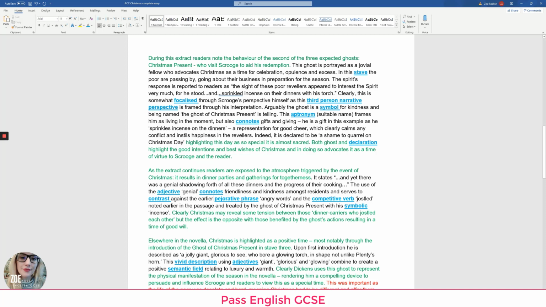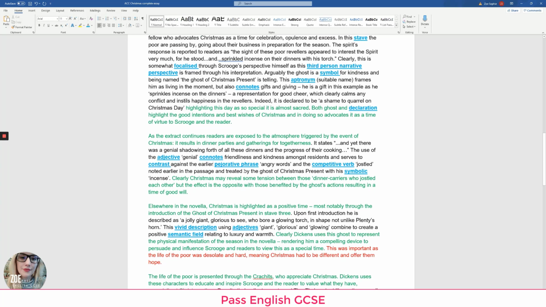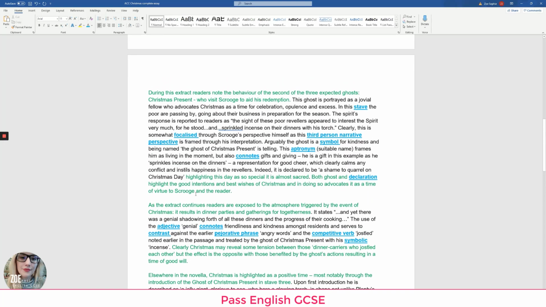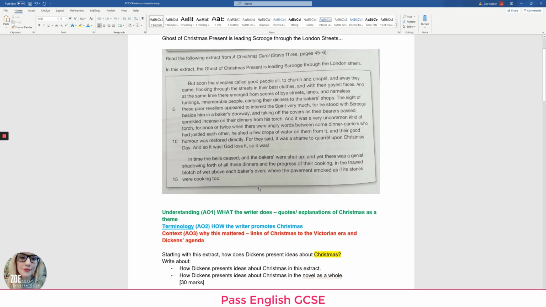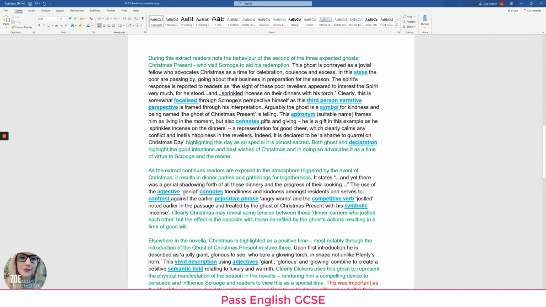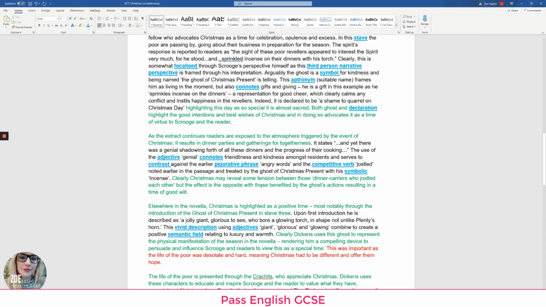Against the earlier, pejorative just means rude, phrase "angry words," and the competitive verb "jostle." So if you're jostling, you're competing with each other. Noted earlier in the passage, and treated by the Ghost of Christmas Present with his symbolic incense. Clearly Christmas may reveal some tension between those dinner carriers who jostled each other, but the effect is opposite, with those benefited by the ghost's actions resulting in a time of goodwill. In other words, Christmas comes along and all of the quarrels are smoothed over by Christmas. So again, highlighting it as a time of togetherness, a time of goodwill.